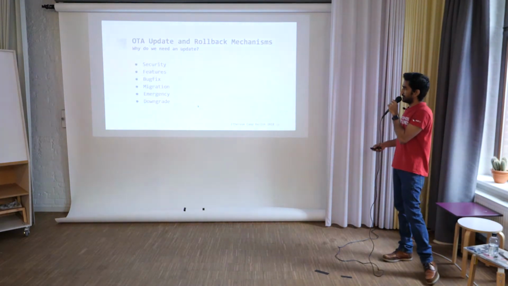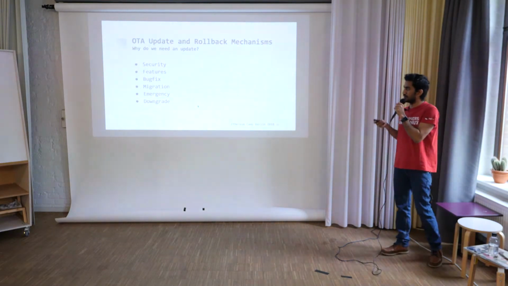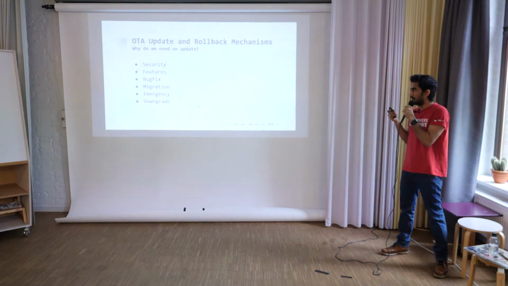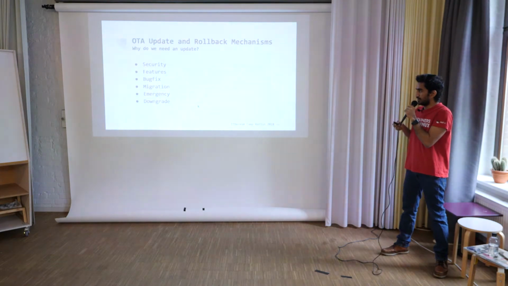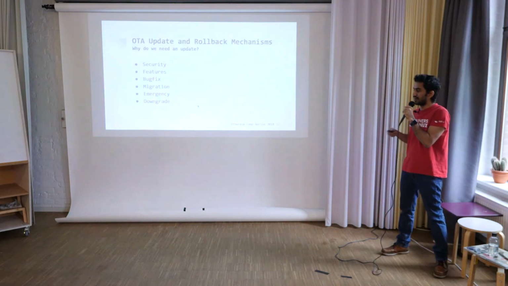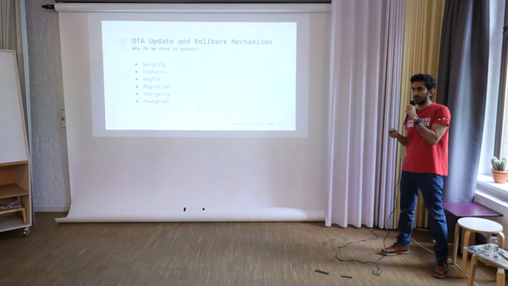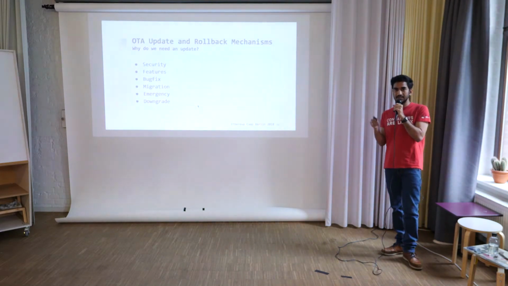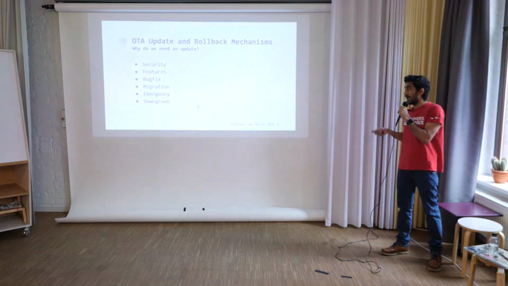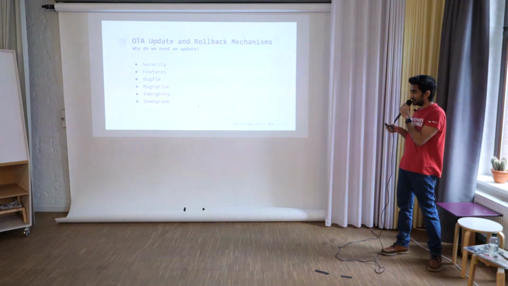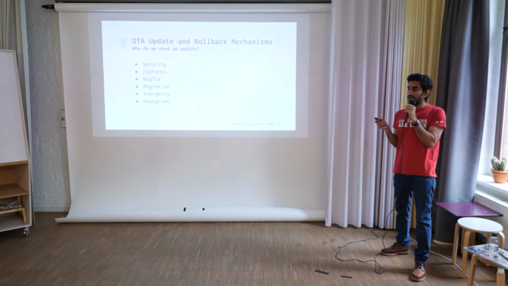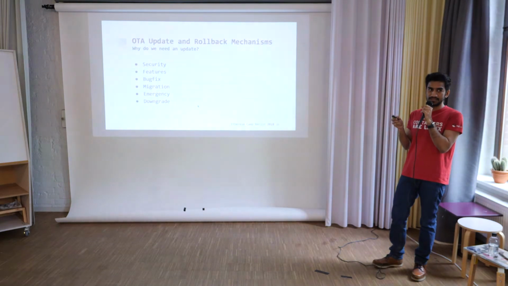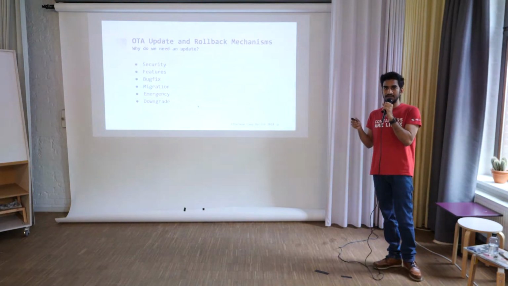So, why do we need an update? The talk here is mostly about security patches. Some companies deliver a half-finished product and deliver a lot of features over OTA. Also bug fixes and migration; sometimes user data has to be migrated from one system to another. Emergencies are really a new use case. You can see what happened with the Tesla cars: when there was a storm last year, they released an update that unlocked 150 kilometers more range in their batteries.